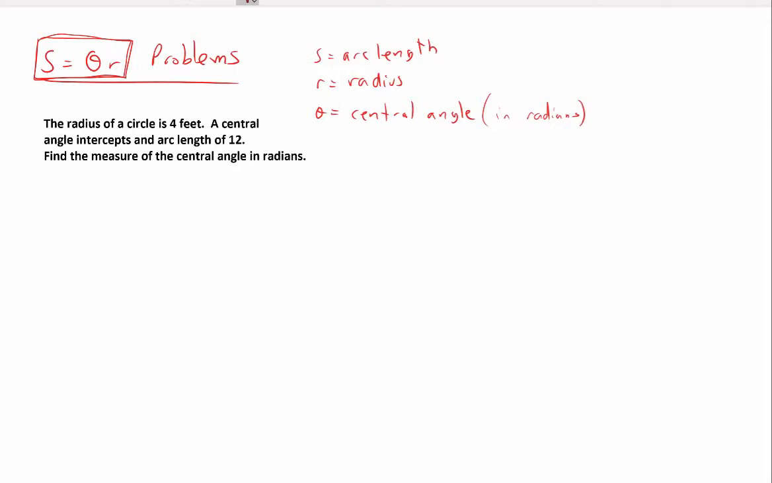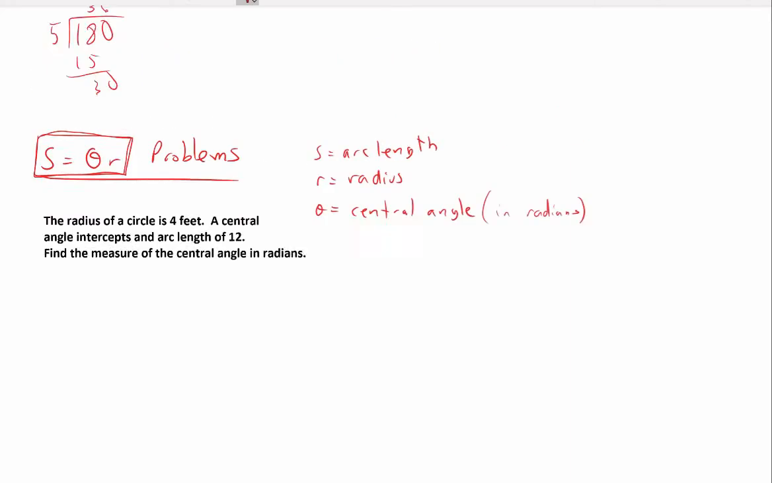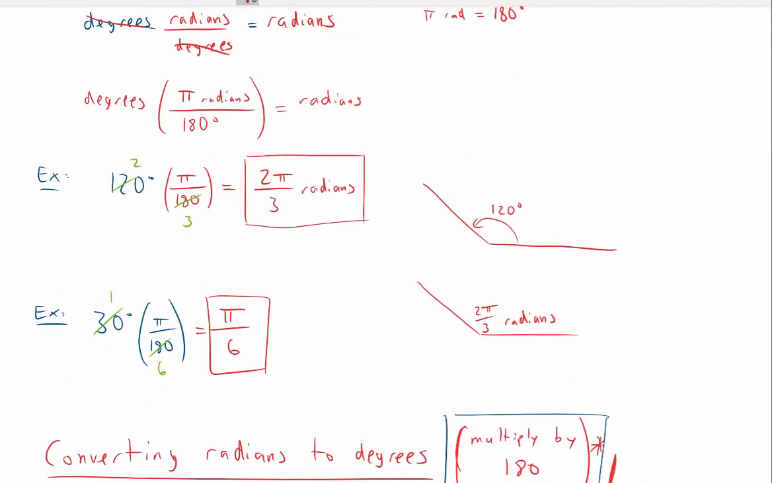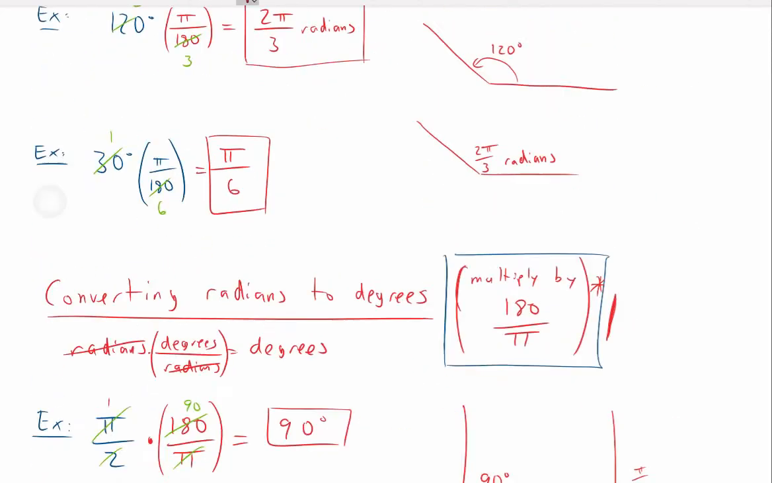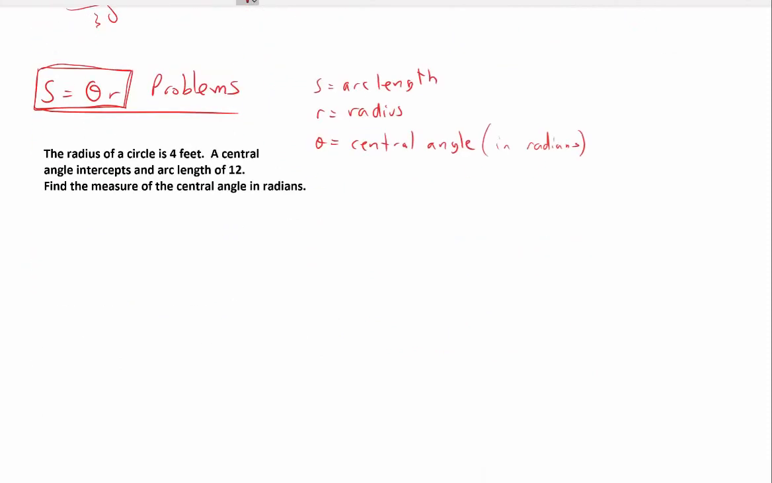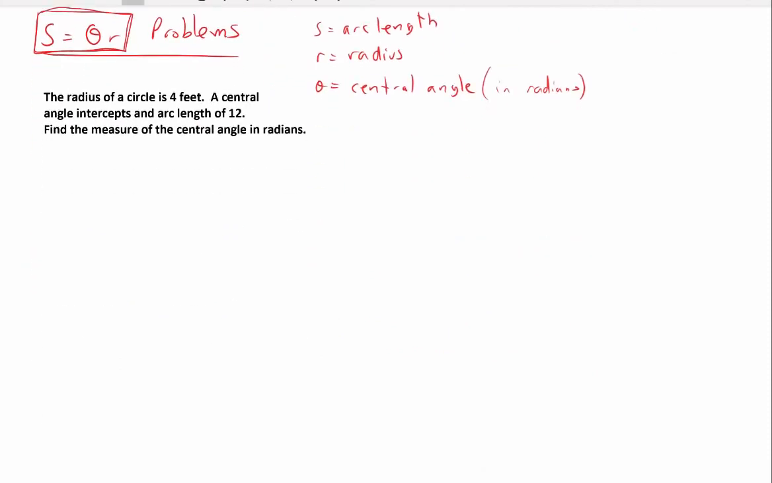This formula will not work if you try to do it with an angle that is in degrees. So if you were given an angle in degrees, we would first convert that from degrees to radians, just like we saw up here, and then we could use our S equals theta R formula. A lot of times the angle will be given in radians, or you'll be asked to find the angle, so you'll just answer in radians.